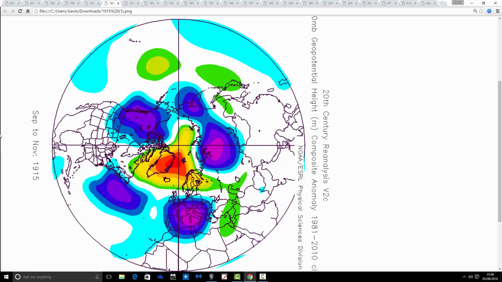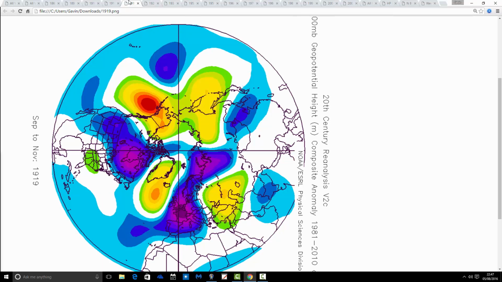1915 is our next autumn. This one's quite a cold signal, so we've got a lot of blocking over the North Pole and a trough of low pressure underneath it. The winds are probably coming from an easterly or northeasterly type direction. So that's a colder autumn coming through there in 1915. But it is significantly different to the autumns that preceded it.